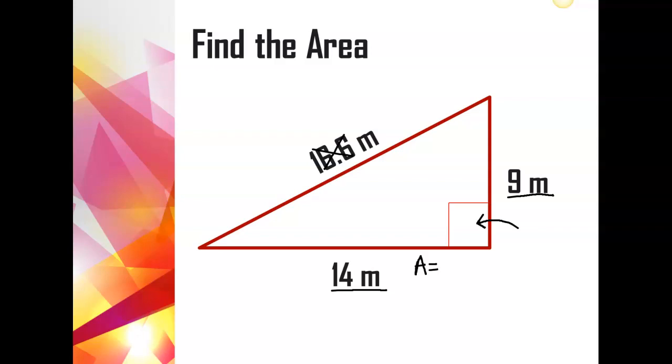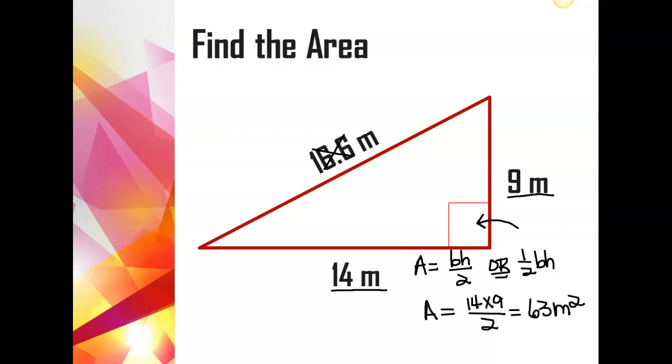Then we will apply our formula. I plan to use base times height divided by 2, but you can also use 1/2 or 0.5 times the base times the height. To calculate the area, we'll multiply 14 times 9 and divide by 2. This will give us an answer of 63. The area of this triangle is 63 meters squared.